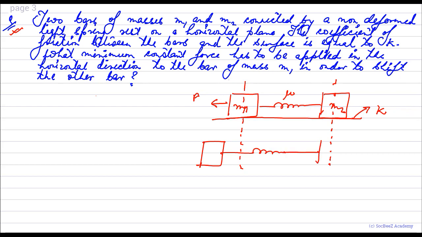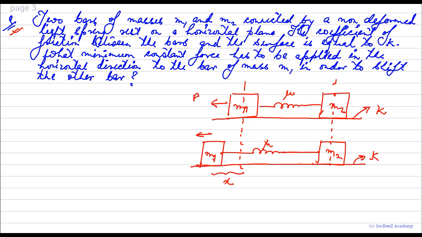The bar M2 is still at rest. It is just about to move, fine. But it is still at rest and it hasn't moved at all. The bar M1 has moved a distance, let's say X, which implies that the spring also has undergone an extension of X, fine. Now, let's say that in this final situation, the bar M1 has a velocity, let's say V. This bar of mass M2 is going to have zero velocity still. Initially, these two bars were having no velocities at all. Fine.